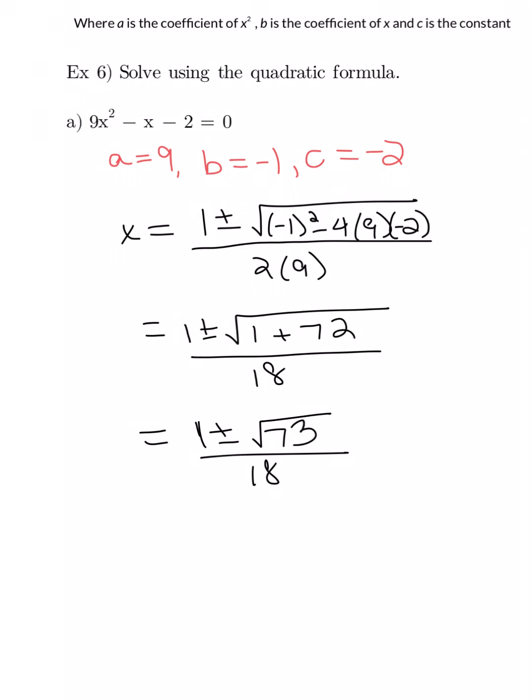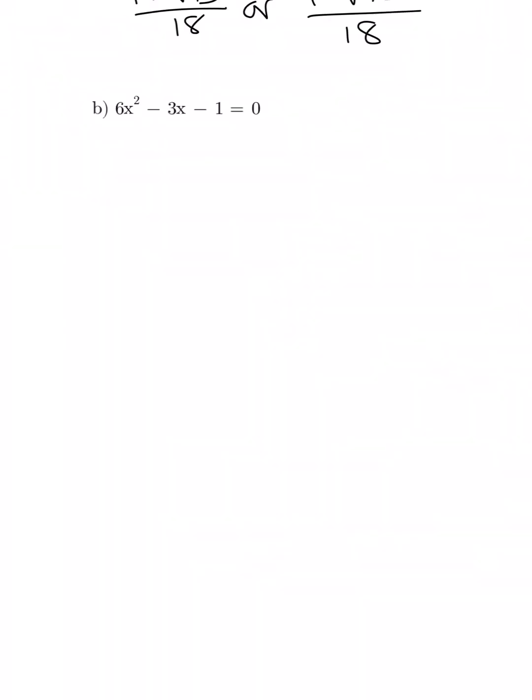Check what's in the radical, the square root of 73. That does not simplify. So this is your answer. It is actually 2 answers. It is 1 plus the square root of 73 over 18, or it's 1 minus the square root of 73 over 18. Our next example, we have 6x squared minus 3x minus 1 equals 0.